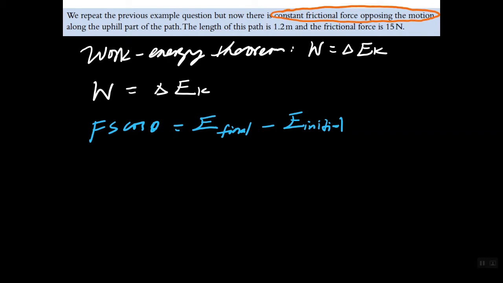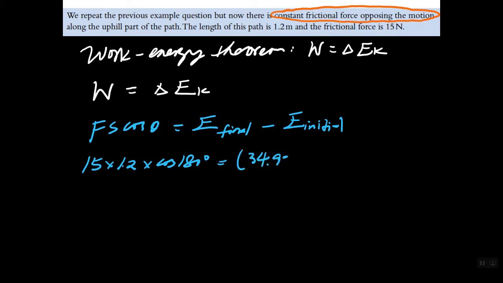As a constant frictional force opposing the motion, the displacement forward is opposite direction to the frictional force. So frictional force and the displacement is anti-parallel. So cosine theta is going to be cosine 180 degree. So force is 15 times the displacement is 1.2, the path, and they are anti-parallel. The frictional force backward and displacement forward, so that anti-parallel cosine 180 degree equals to final kinetic energy minus initial kinetic energy. We have done this in our previous slide.